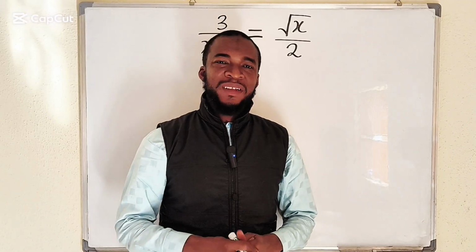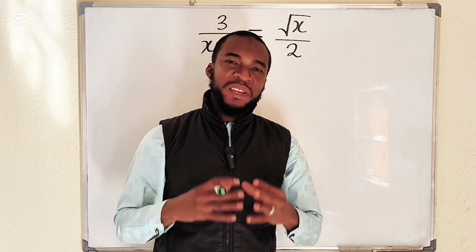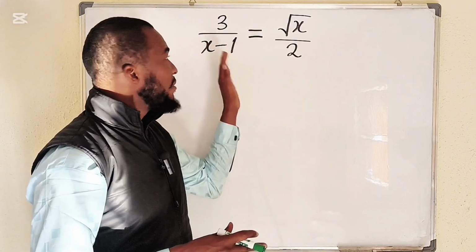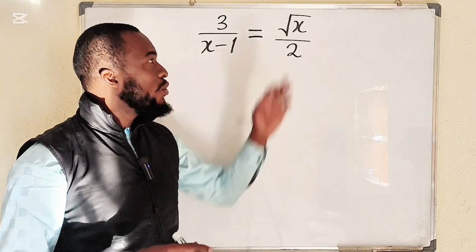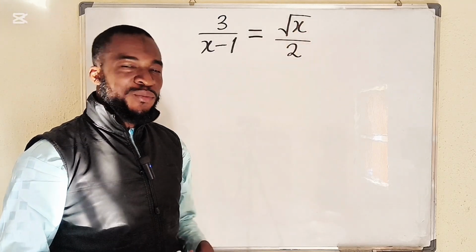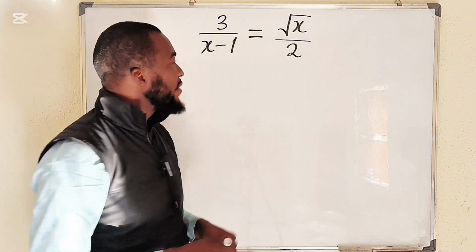Hello everyone. In this tutorial, we are going to find the real value of x in this radical equation: 3 divided by x minus 1 equals the square root of x divided by 2. Let us talk about domain first.